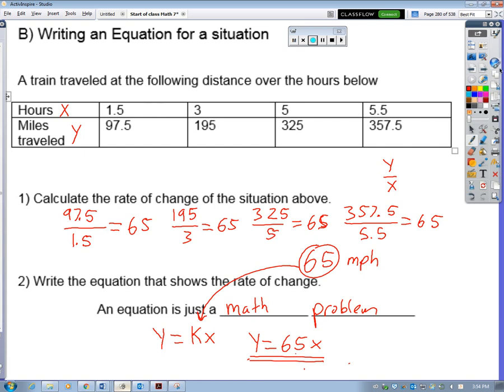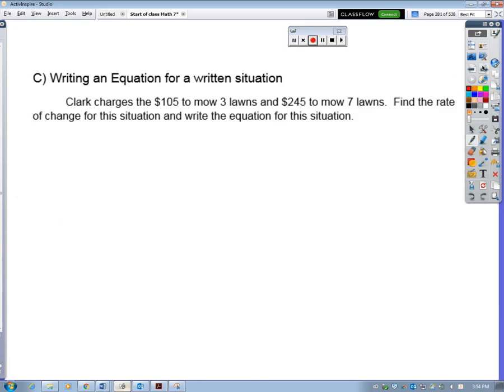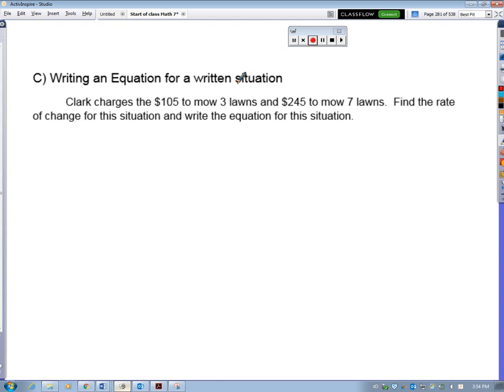We're going to make another equation for this. Alright, this time we do not have a table, but we have this situation here, and we're going to find the rate of change, the unit rate for this situation, and we're going to make an equation out of that. Here we have Clark. He charges $105 to mow 3 lawns and $245 to mow 7 lawns. We want to find the rate of change for this situation and write the equation for this situation we have here. Okay, so to find the rate of change, we got to make our y over x fraction.